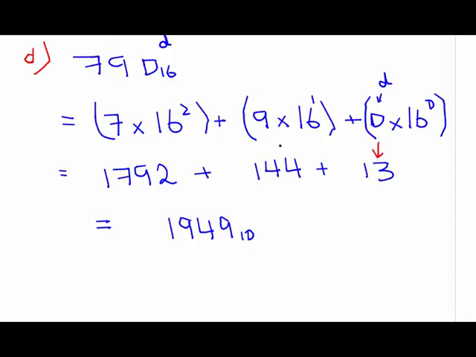9 times 16 is 144. 7 times 16 squared is 7 times 256, which gives us 1,792. And when we add them all up, we should get 1,949 to the base 10. So that's great. We'll leave it there.